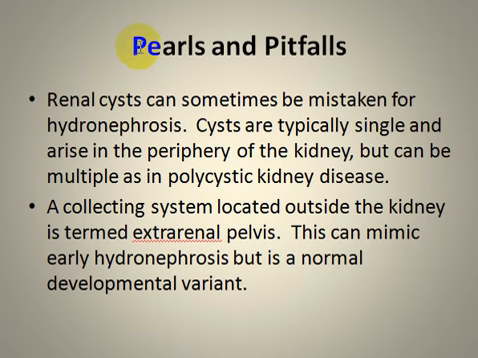This is important: errors and pitfalls. Renal cysts sometimes can be mistaken with hydronephrosis. Cysts are typically single and arise in the periphery of the kidney, but if multiple, they are seen in polycystic renal disease. Collecting system located outside the renal pelvis is termed extrarenal pelvis, and it sometimes mimics hydronephrosis, and it is a normal variant.